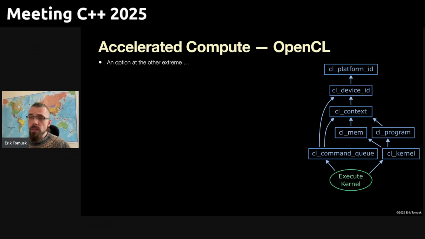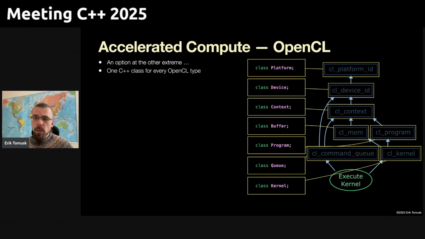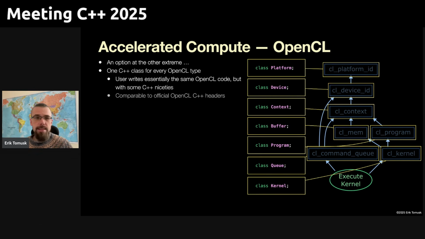So we can think about another solution at the opposite end of the extreme, and I've already referred to this a bit. We can imagine taking all of our OpenCL types and wrapping each in a C++ class. This would allow us to write essentially the same OpenCL code that we did before, but with some C++ niceties. This is comparable to the official OpenCL C++ headers that are available. So we have the same optimization opportunities as OpenCL, so we can potentially get good performance.